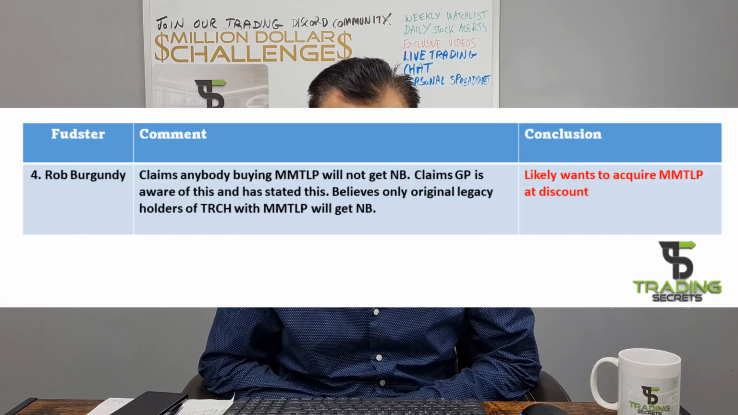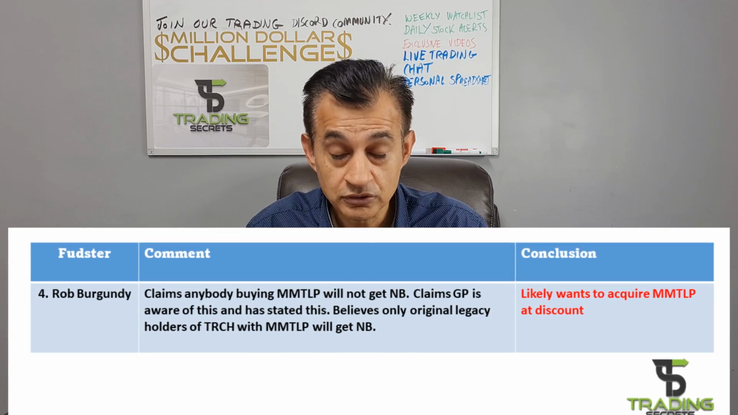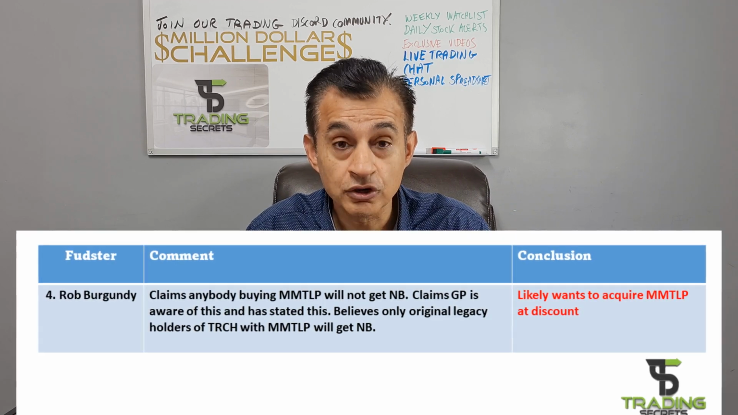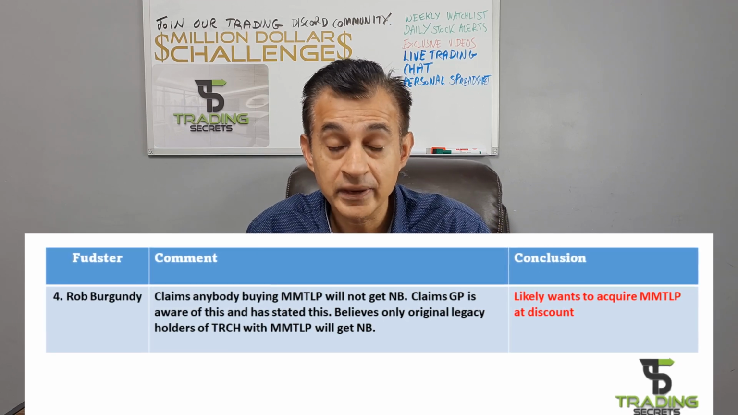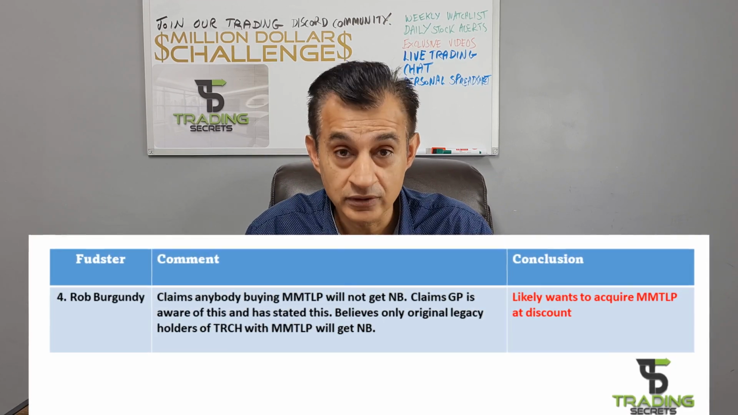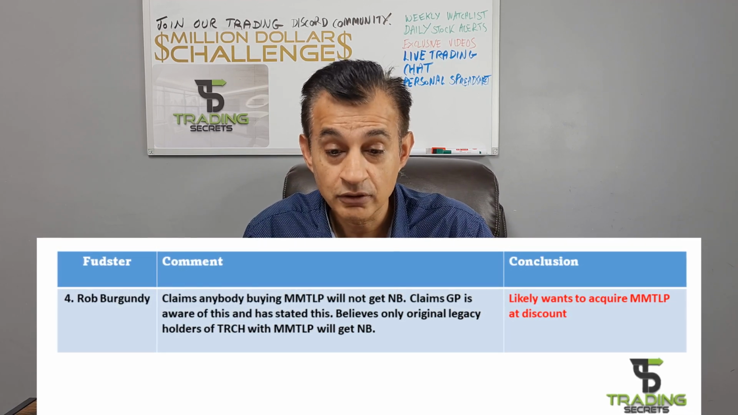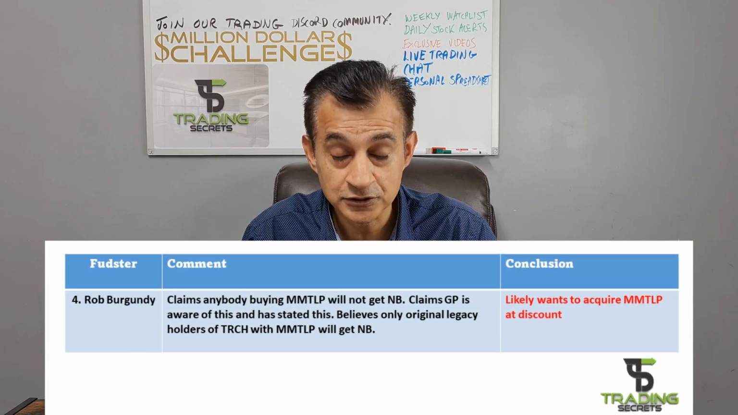The next FUDSTER I'm going to share with you is probably the most recent one, and that is Rob Burgundy. And let's have a look at the feedback from Rob. Rob is somebody who claims anybody buying MMTLP will not get Nextbridge. He's also claiming that George is aware of this, and that George is in his camp. So in other words, George is a believer that everybody who buys MMTLP on the open market will not get Nextbridge. So that's what he's claiming George is saying. He also believes that only original legacy holders of Torch with MMTLP will get Nextbridge.